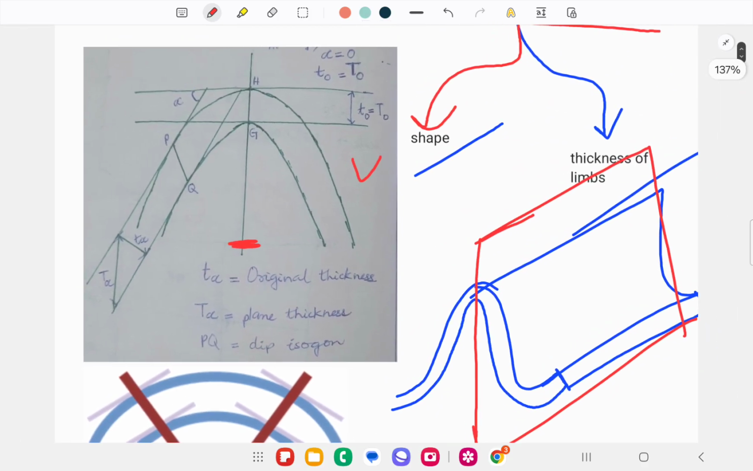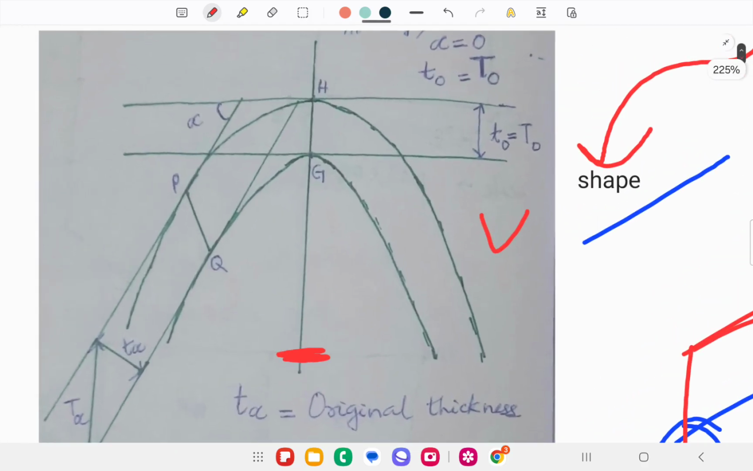First let's learn what a dip isogon is. A dip isogon is a line that connects points of equal dip or equal inclination on the inner and outer boundary surfaces of a folded layer. Simply, we have a fold layer here, with an outermost layer and an innermost layer.